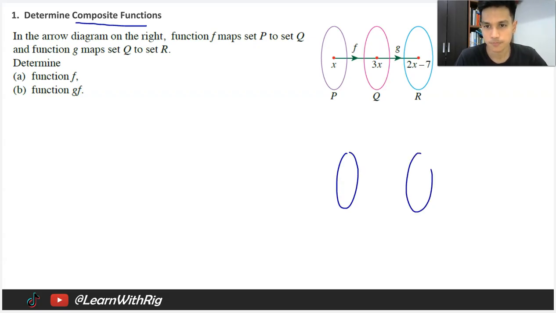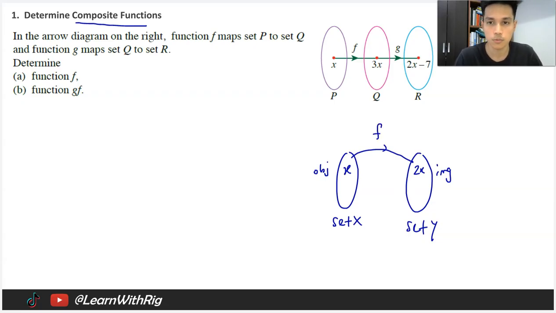Let's say you have two sets here. So this is set X, this is set Y. Here you have the object, which is X, and let's say here I have 2X, right? So the link between the object here and the image is the function. I can put as F, I can put as G, it's up to you. You can use any label for the function. So set X links to set Y through this thing called the function F. So this is just one function.